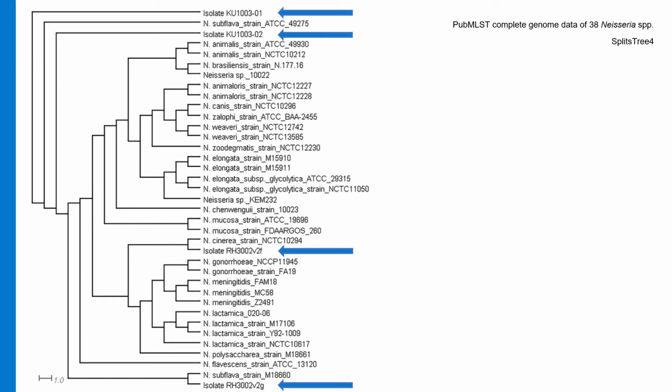Lastly, we did a complete genome sequence alignment using the contigs from the sequencing and complete genome sequences from PubMLST. And this is the SplitsTree analysis, and you can see that 3 of the isolates align on the tree with subflava, and our isolate that was identified as Neisseria cinerea does match up with cinerea on the phylogenetic tree. So this gave us great confidence, along with the other data, that we have 3 isolates that are Neisseria subflava and 1 that is Neisseria cinerea.